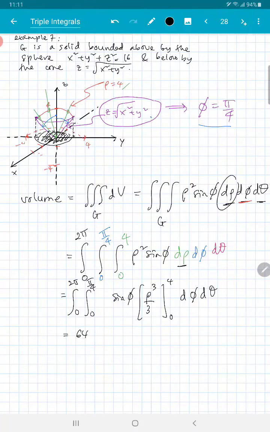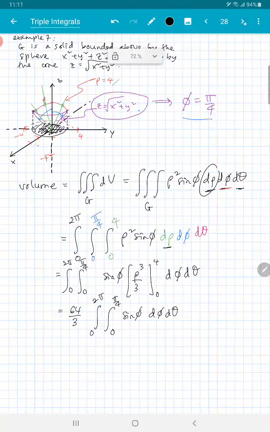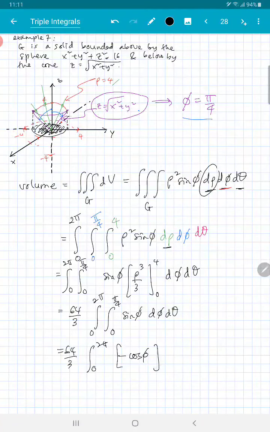I'm going to put it here, and then we still have sine phi d phi d theta. Phi is from 0 to pi over 4, and theta is from 0 to 2 pi. Okay, the next is integration with respect to phi. So here we have 64 over 3, 0 to 2 pi. Integrate sine, we get negative cos phi. Then replace phi with the upper and lower limits, pi over 4 here, and we still have theta.